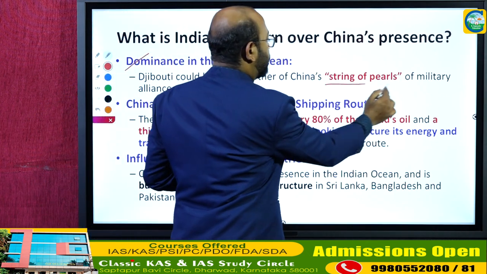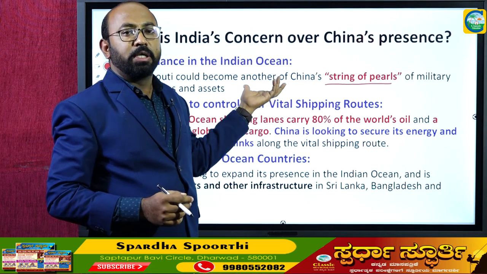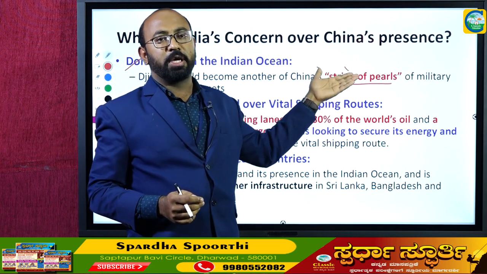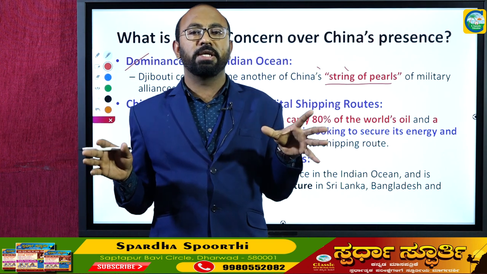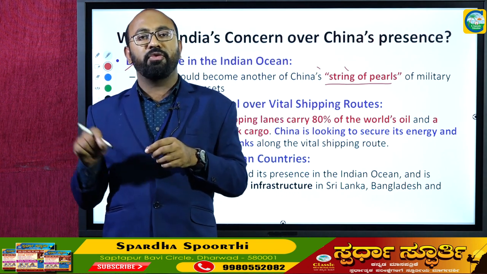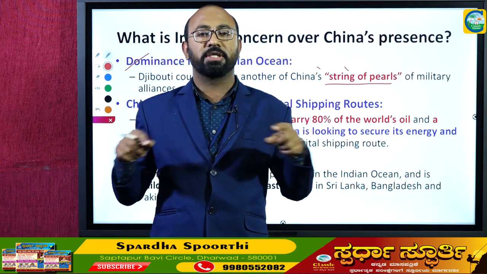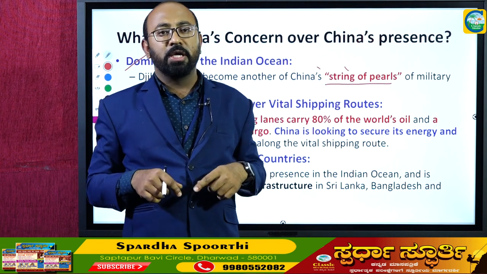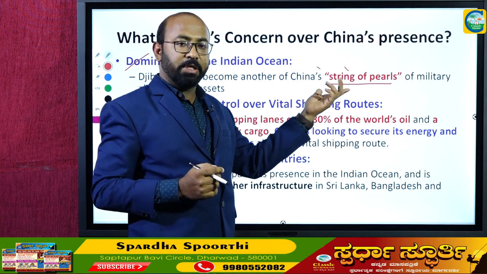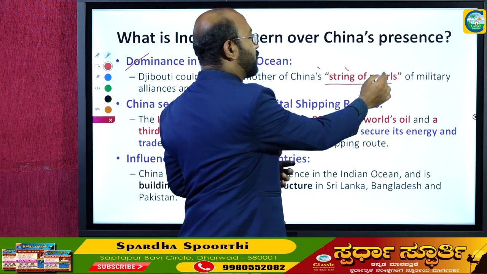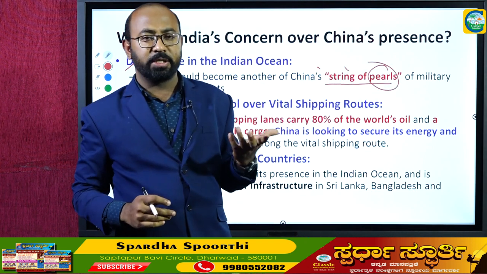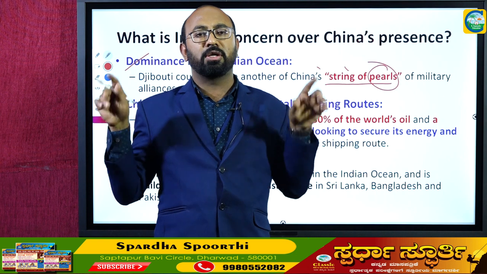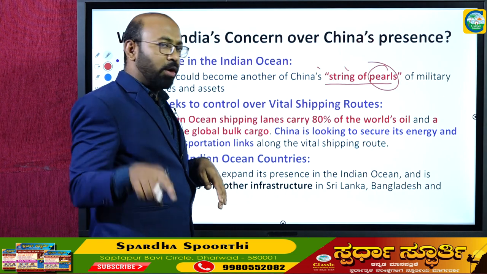See, this will become the string of pearls. China, it is one of its diplomatic means to contain India in the region. China is establishing various naval bases and military bases around the Indian mainland. So it is in the form of a string, that means a garland. The pearl is nothing but the military base or the naval base. China is establishing a lot of such pearls around India.